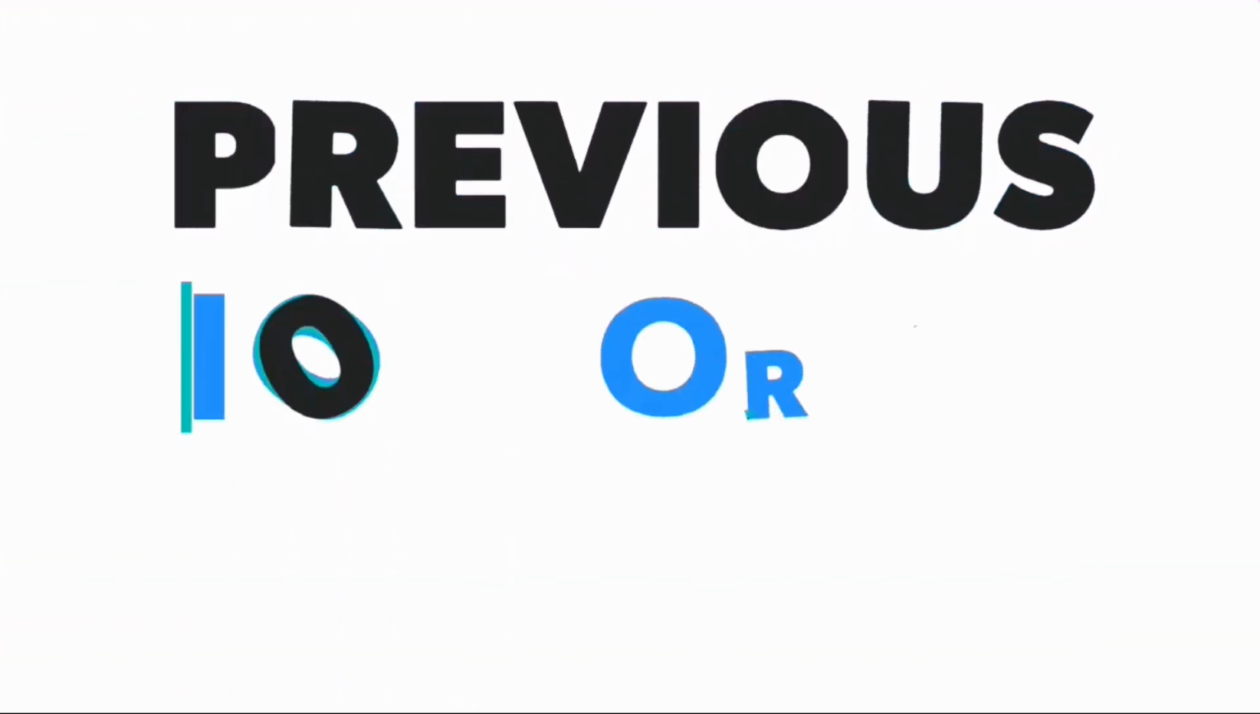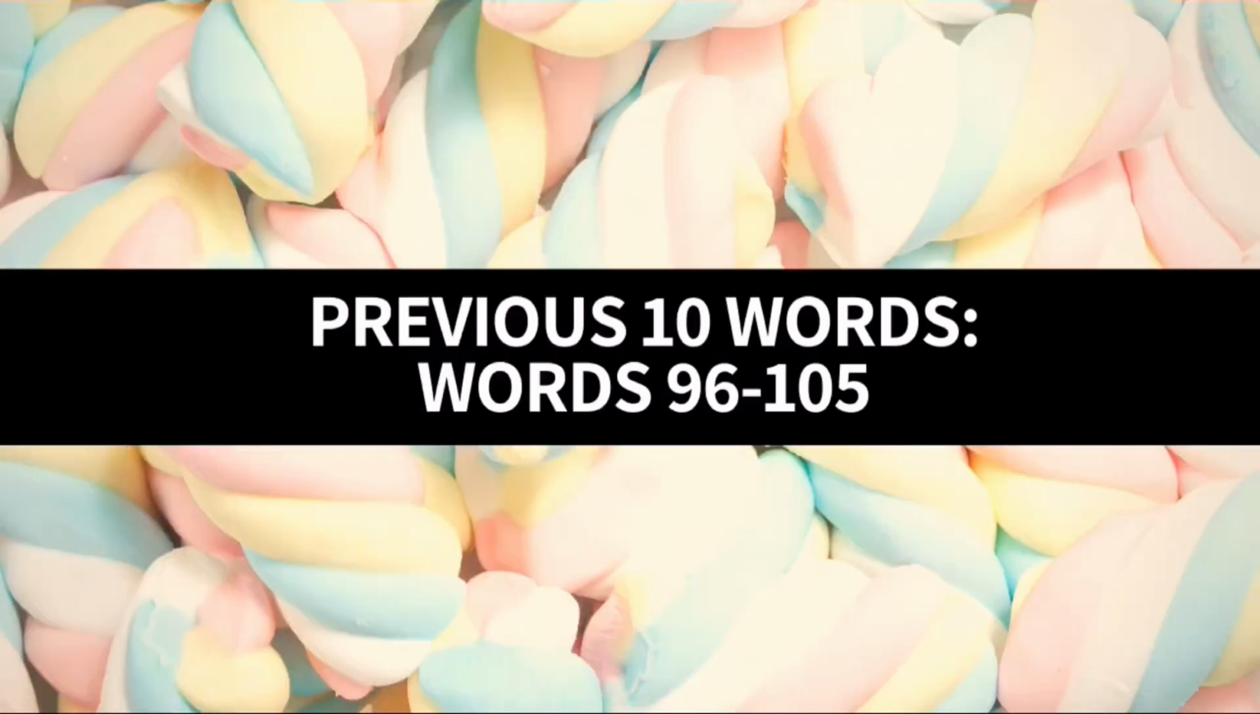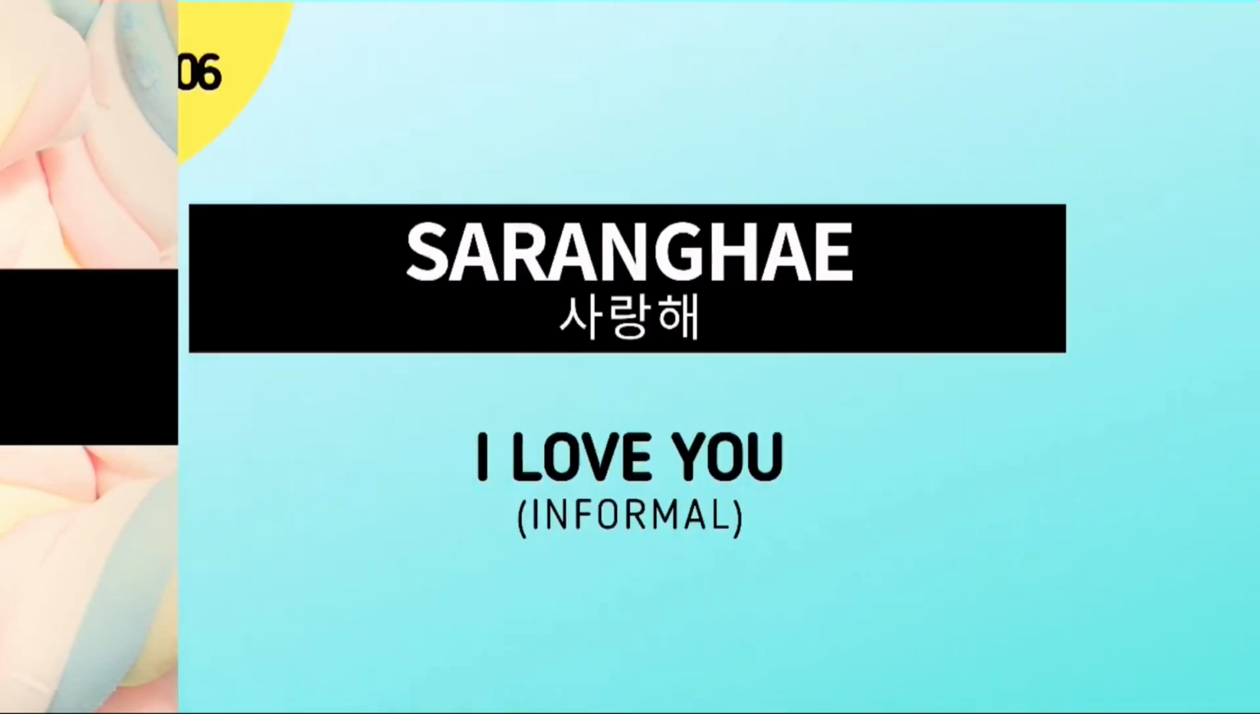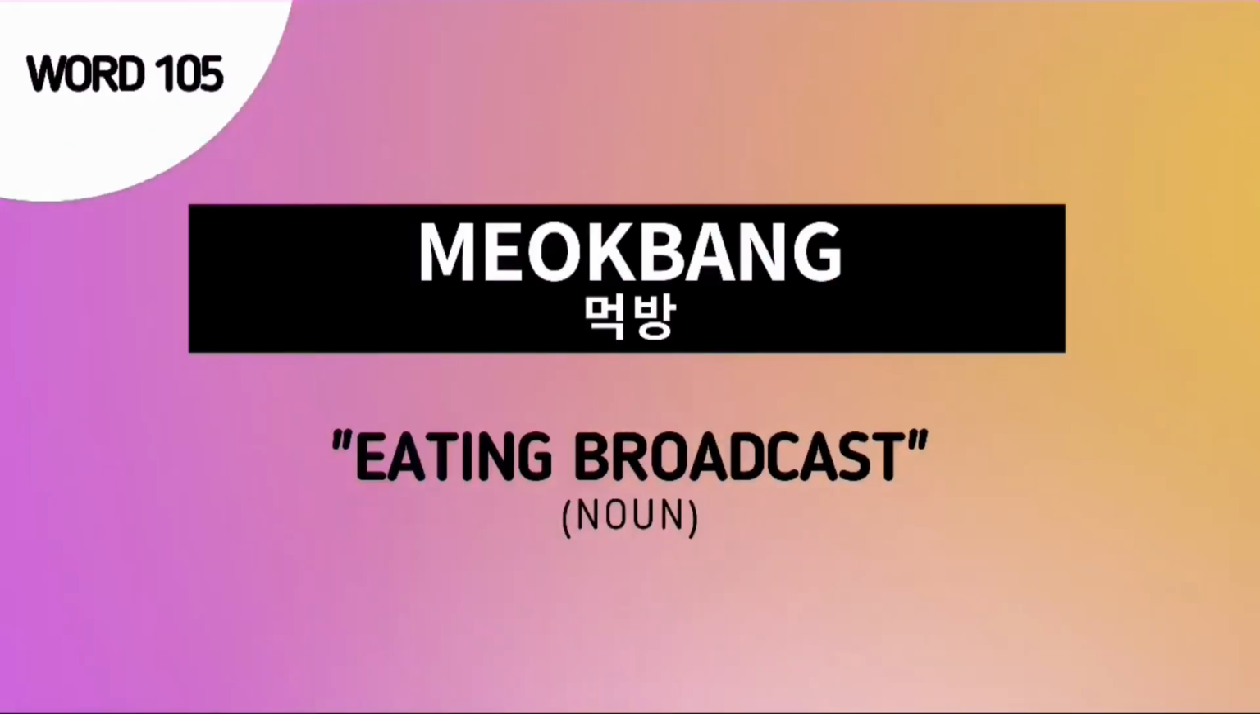Now let's proceed to the previous 10 words recap. As of now, the previous 10 words are words number 96 to 105. Don't forget our word for today. Word number 106 is saranghae, and this is an informal way of saying I love you. Word number 105 is mukbang. This is a noun which means an eating broadcast.